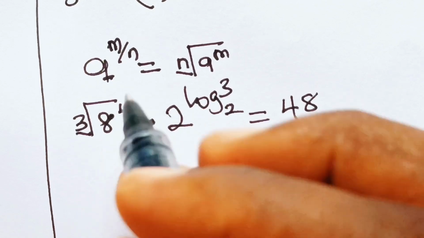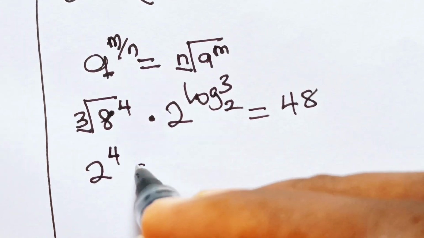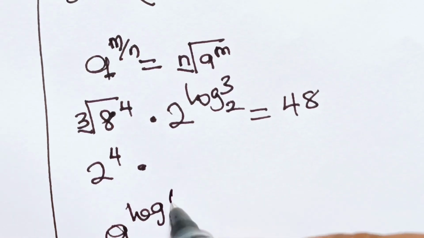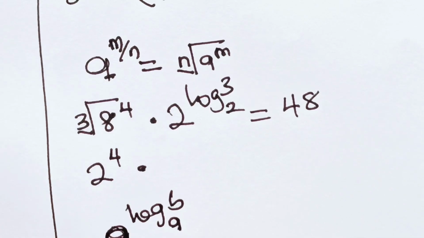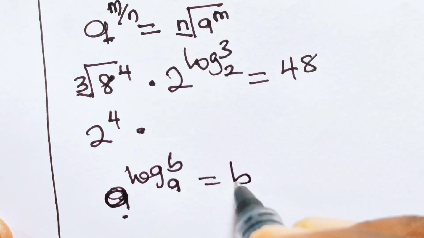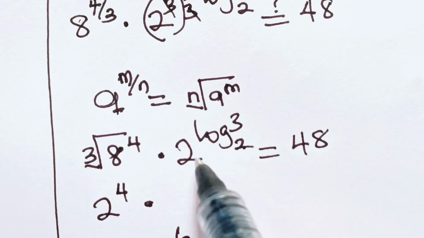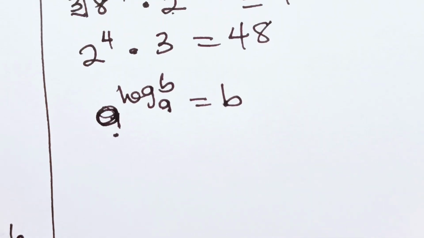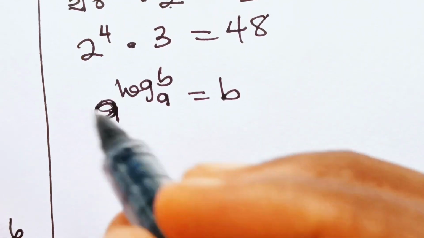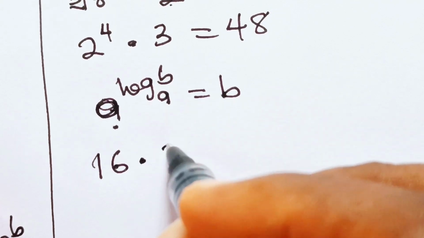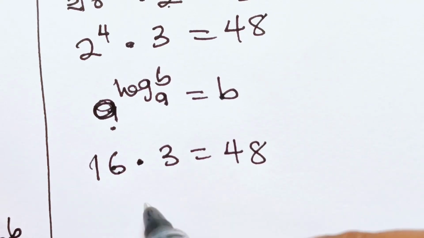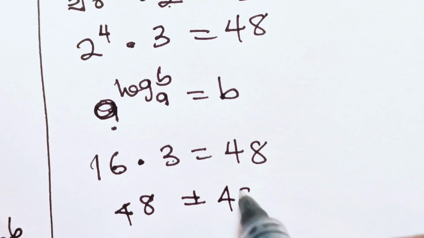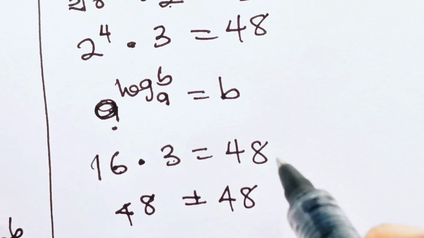So what we have here is 2 to the power of 4 multiplied by, now when you have a to the power of log b base a, once this base and this base are the same, this is equal to b. So when you come here, you can see that we have the same base here and here, so this is equal to 3, and it is equal to 48. Now 2 to the power of 4 is 16, so we have 16 multiplied by 3 is equal to 48. 3 times 6 is 18, 8 carry 1. 3 times 1 is 3, plus 1 is 4, so 48. So you can see that the answer is right.